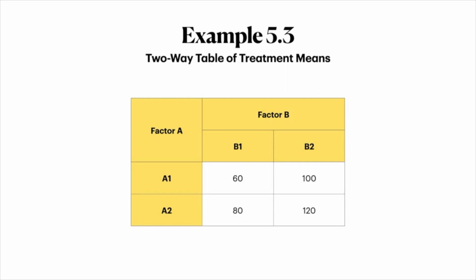And so here we have the two-way table, and we see that the mean of the treatment combination A1B1, which is denoted by μ11, is equal to 60. The mean of the treatment combination A1B2, denoted by μ12, is equal to 100. The mean of the treatment combination A2B1, denoted by μ21, is equal to 80. And finally, the mean of the treatment combination A2B2, denoted by μ22, is equal to 120.